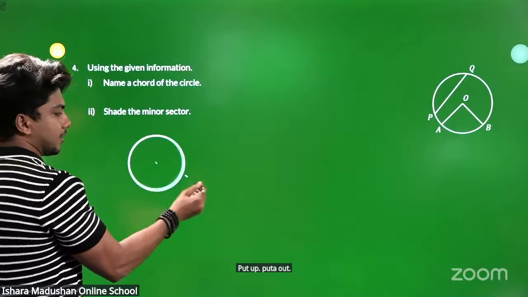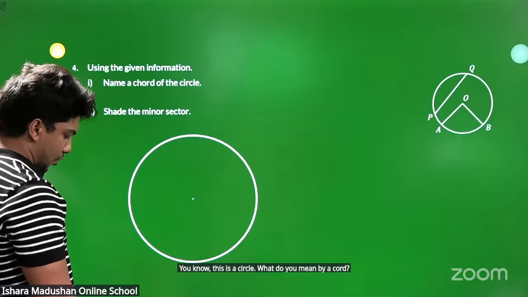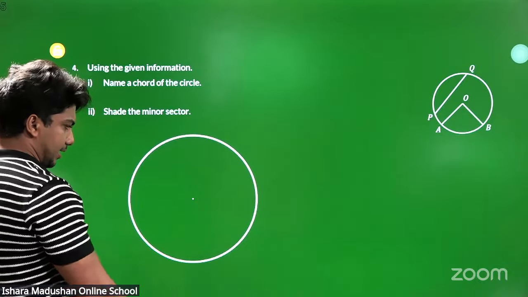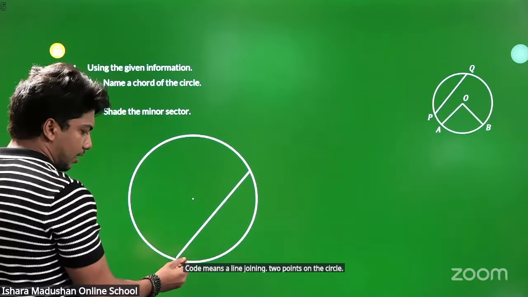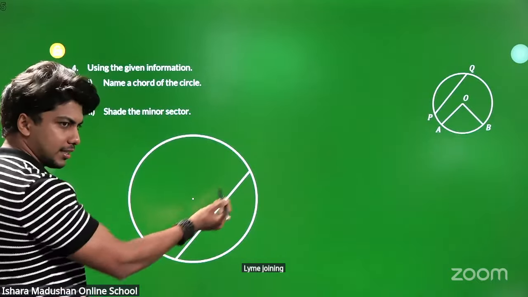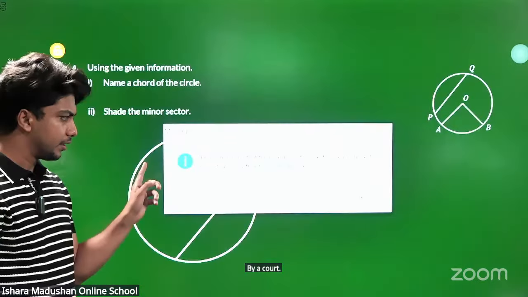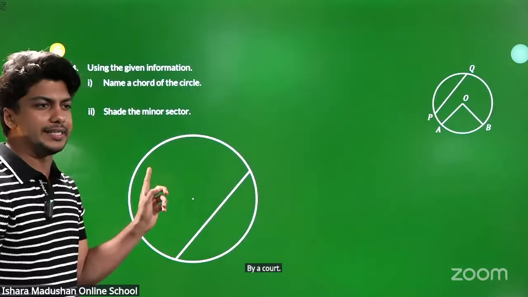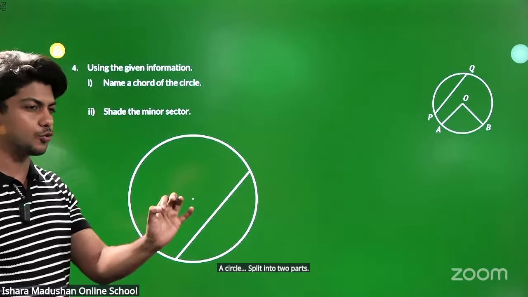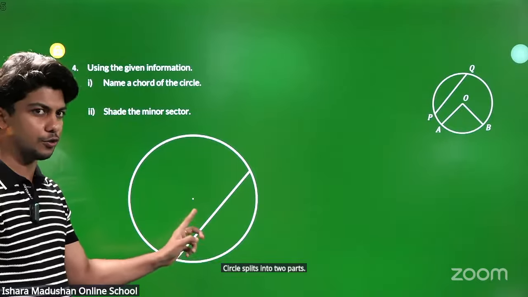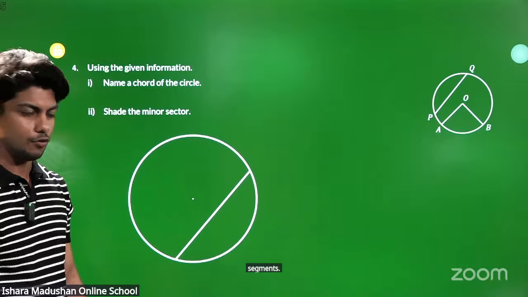You know this is a circle. What do you mean by a chord? Chord means a line joining two points on the circle. Line joining two points on the circle, that is a chord. By a chord, a circle is split into two parts. Circle splits into two parts. This part and this part, we call them as segments.